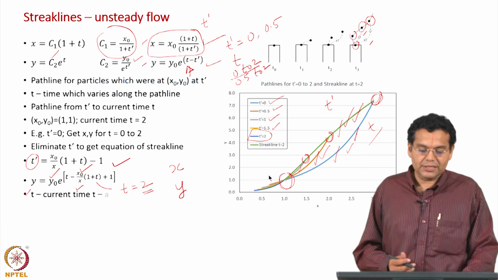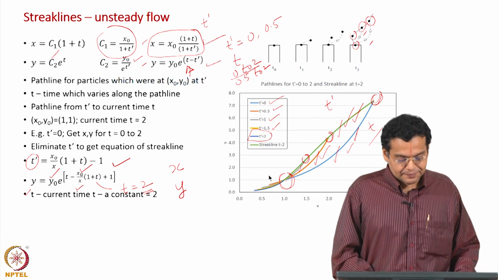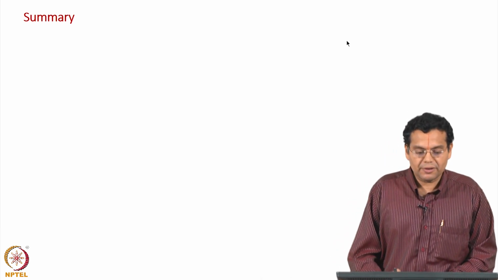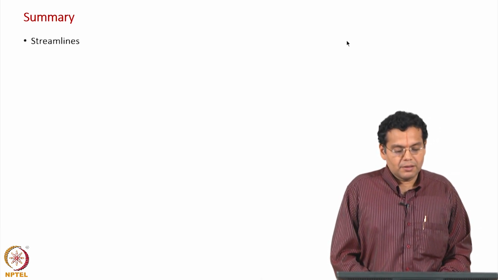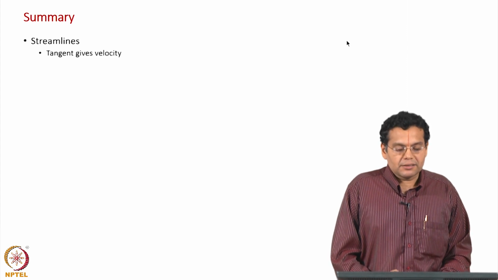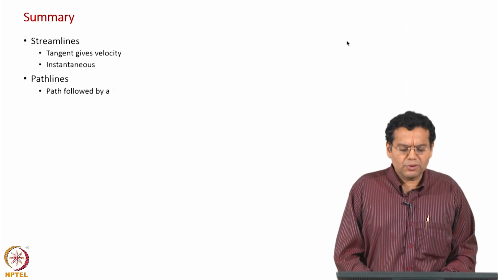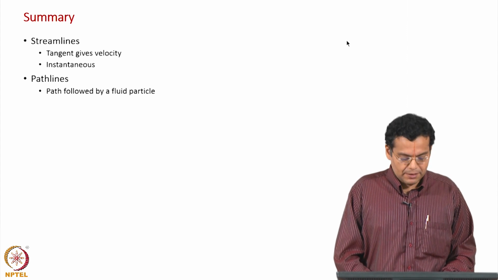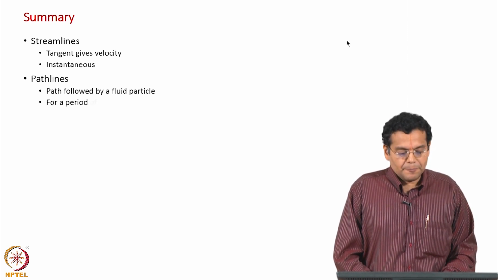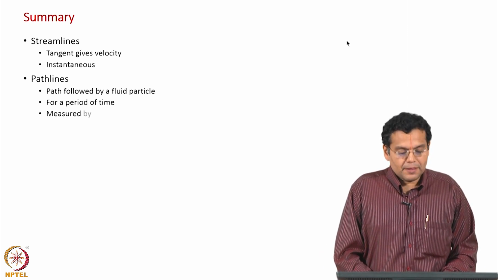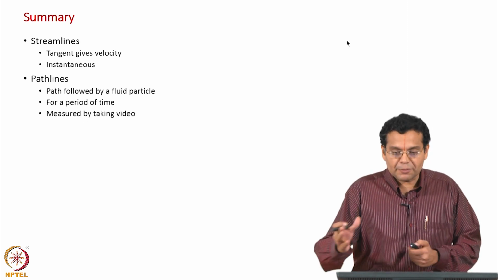As I told you, t is of course the current time, a constant, which in this case is 2. So, just to summarize what we have discussed: streamlines, the tangent to the streamlines gives us the velocity, they are instantaneous, by this time that should be clear. Path lines are the path followed by a fluid particle for a period of time, measured by taking video, because it is over a period of time.